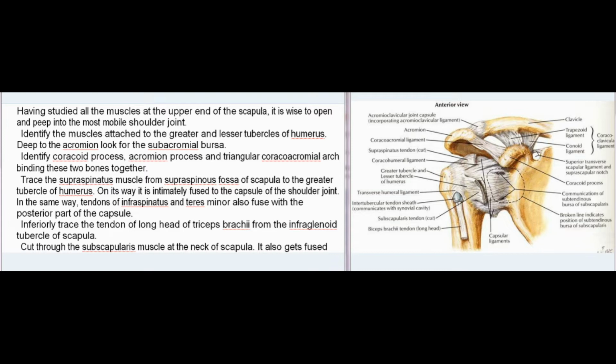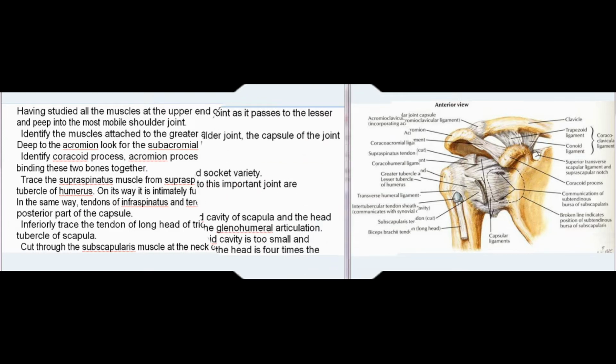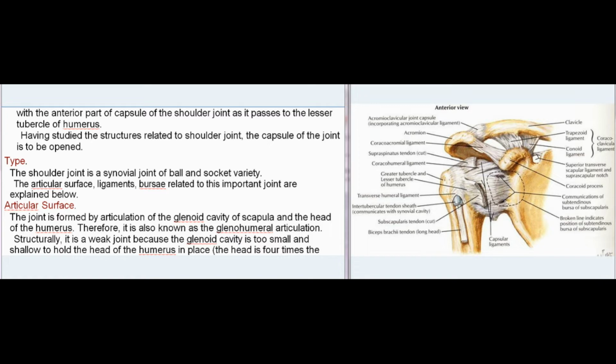Trace the supraspinatus muscle from the supraspinous fossa of the scapula to the greater tubercle of the humerus. On its way it is intimately fused to the capsule of the shoulder joint. In the same way, the tendons of infraspinatus and teres minor also fuse with the posterior part of the capsule. Inferiorly trace the tendon of the long head of triceps brachii from the infraglenoid tubercle of the scapula. Cut through the subscapularis muscle at the neck of the scapula. It also gets fused with the anterior part of the capsule of the shoulder joint as it passes to the lesser tubercle of the humerus. Having studied the structures related to the shoulder joint, the capsule of the joint is to be opened.